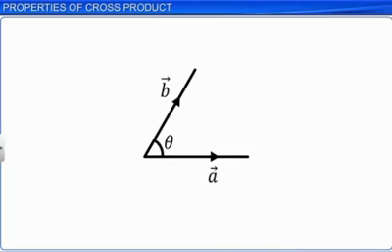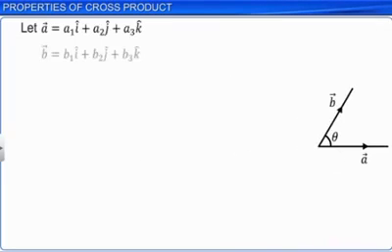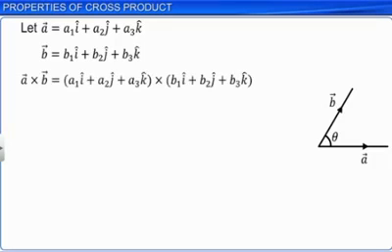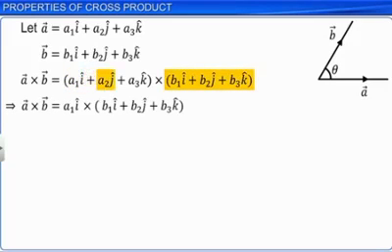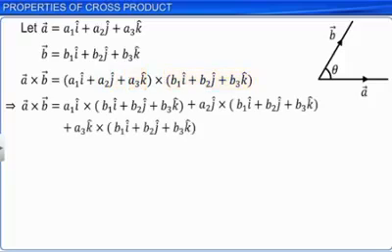Consider two vectors A and B as shown. Let us consider their cross product. We know that cross product is distributive over addition. Using the distributive property, we can expand the cross product as shown.